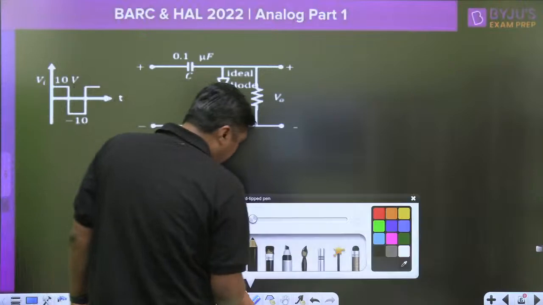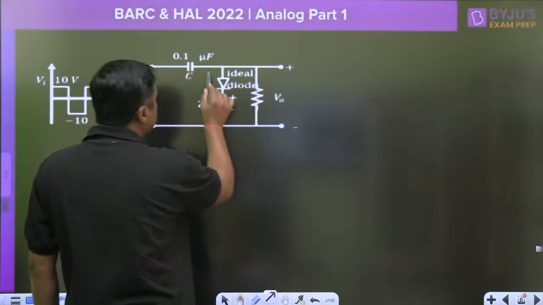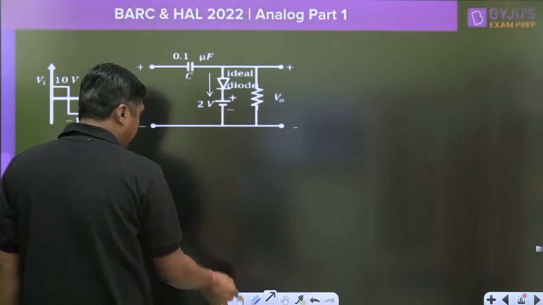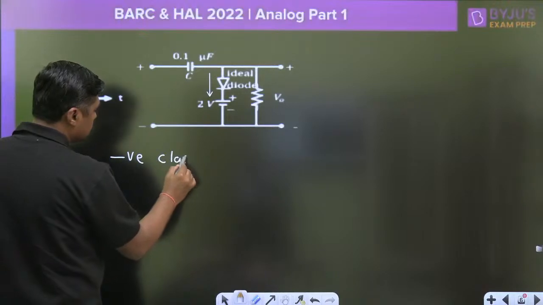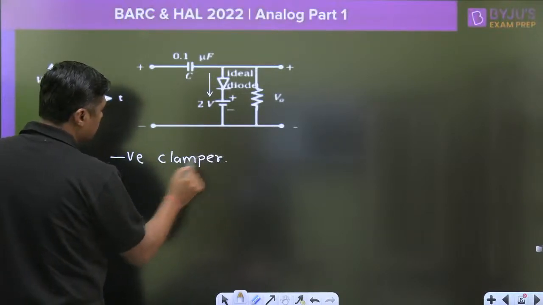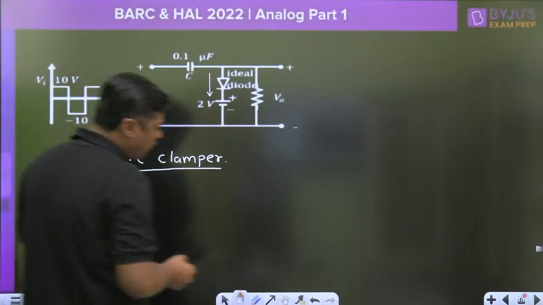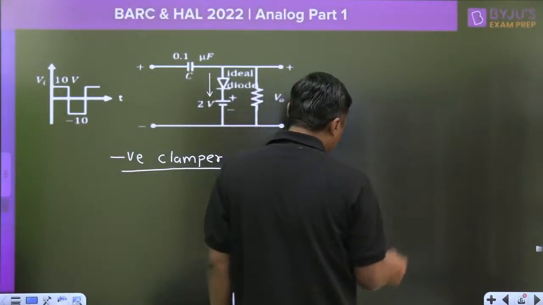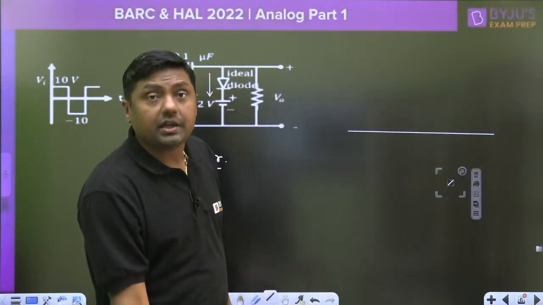तो जब हम डायोड का एरो देखेंगे, if it is downward, then it is a negative clamper. It is what? Negative clamper, right? And when it is a negative clamper, always remember the capacitor will charge like this.